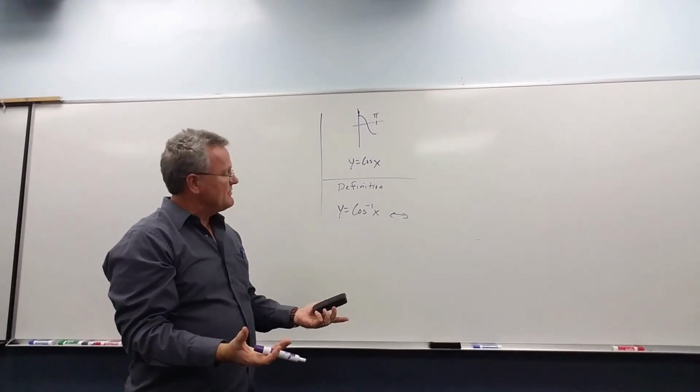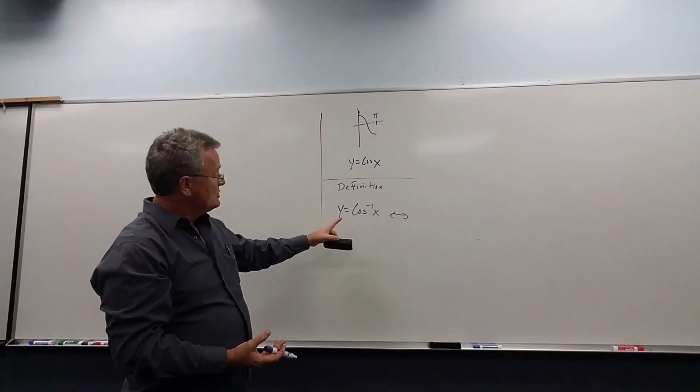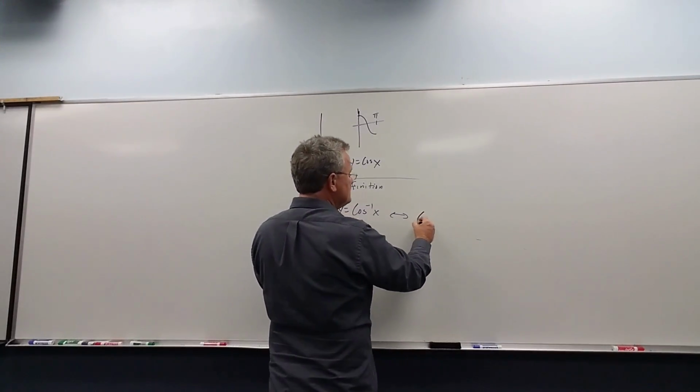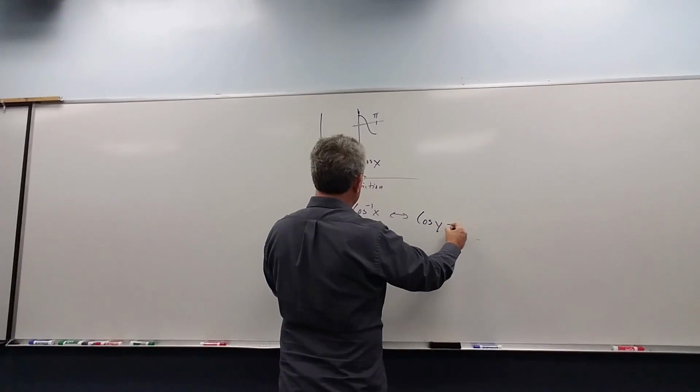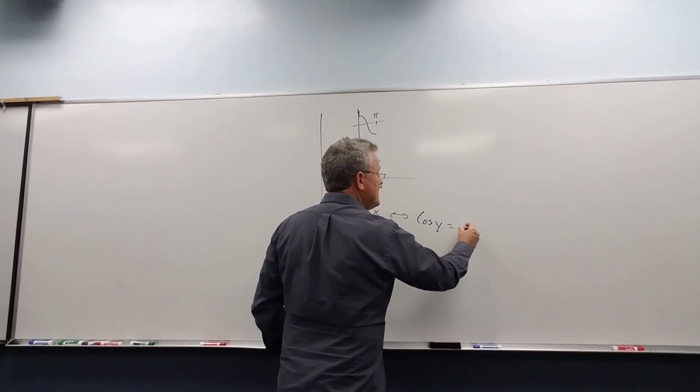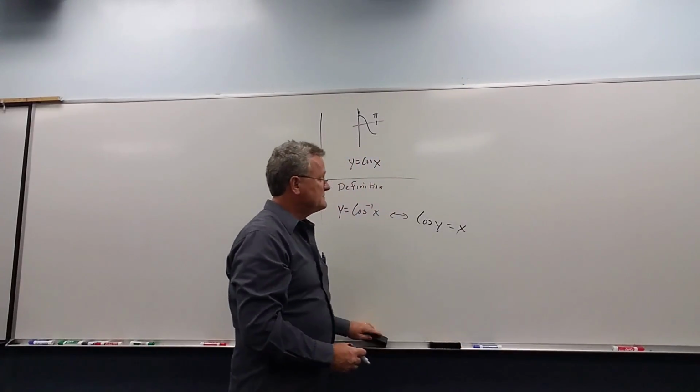Now we can talk about the inverse of this. So the inverse, if I take the cosine of both sides, we get the cosine of y equals the cosine of inverse cosine of x. But we know that's equal to x.